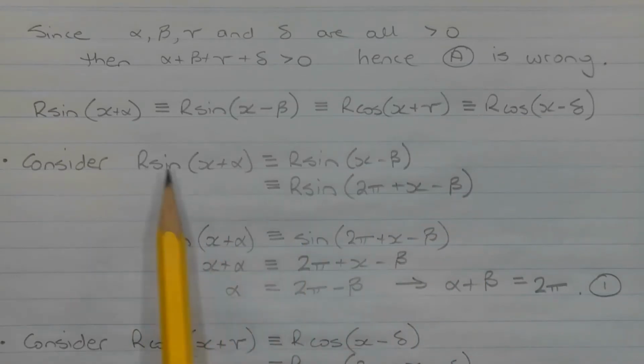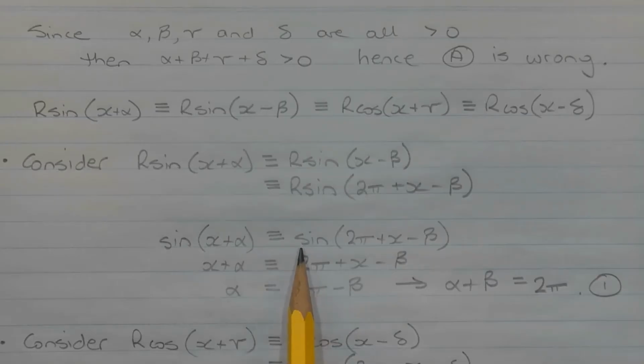We can divide both sides of this equivalence by R. So we get sin(x + alpha) is equivalent to sin(2 pi + x - beta). Taking the inverse sine of both sides, the two angles must be identical. So x + alpha is equivalent to 2 pi + x - beta. Now the x's cancel, which leaves alpha equal to 2 pi minus beta. Moving this minus beta over to the left-hand side, we get alpha plus beta is equal to 2 pi. Let's call this equation number 1.